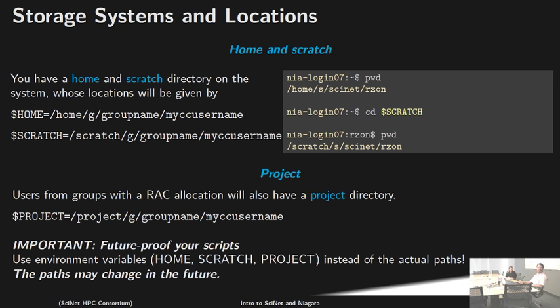So we have project. Project is in $PROJECT if you have one. If you don't have a project directory, $PROJECT will say something cryptic like "you don't have a project directory", something like that. So at least you know that it doesn't exist. Use these environment variables because, suppose you change group or you become your own PI, then these paths will change and your scripts won't work anymore if you use the absolute paths. But if you use the $SCRATCH, $HOME, and $PROJECT variables, they will still work.